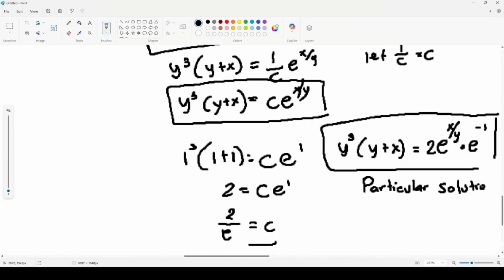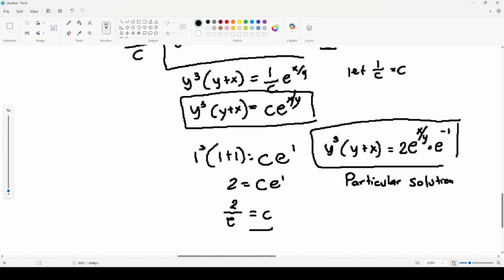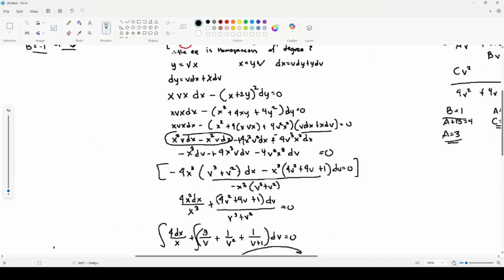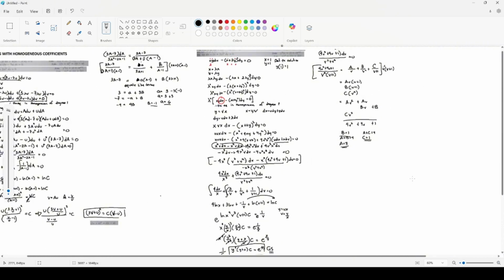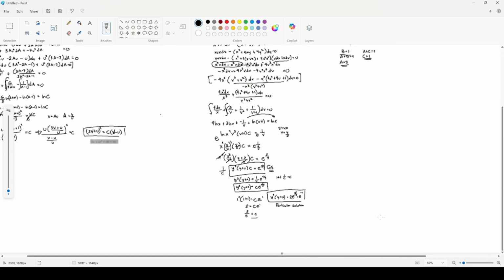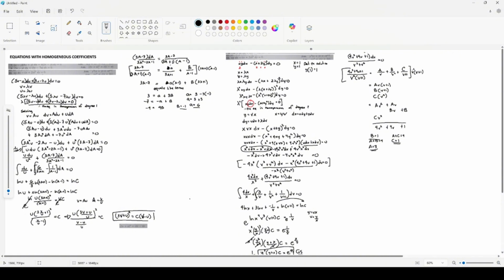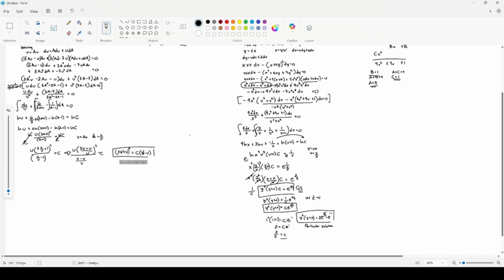Okay? That's an example of a particular solution, if the problem gave you an initial condition or an initial value. I hope you guys learned something. You could check out the other timestamps and videos. And yeah, this is our second equation for our homogeneous equation. If you need the solution, you could message me about the answers.